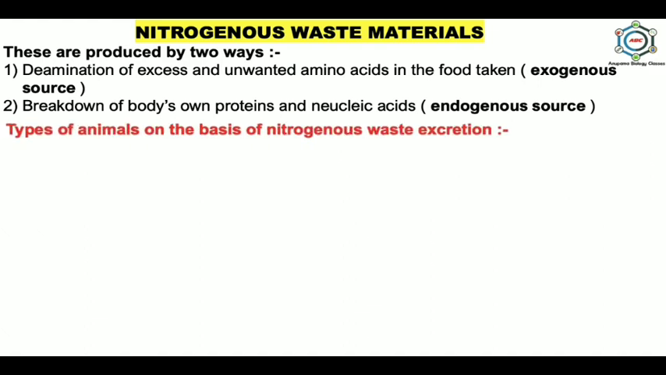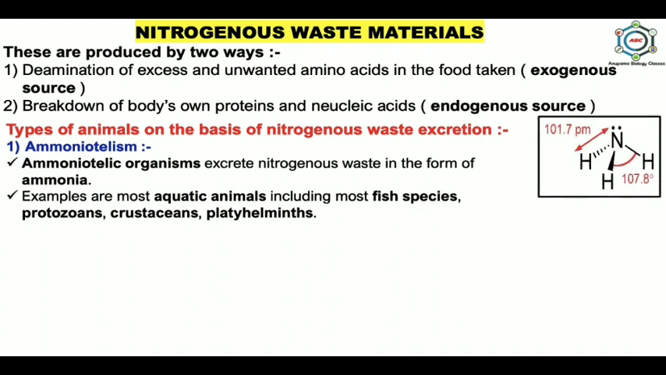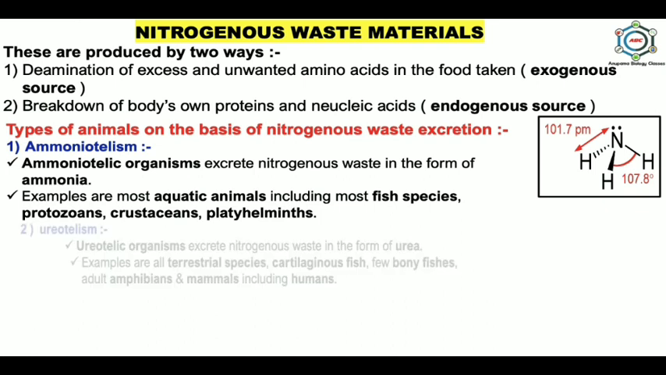Now, on the basis of animal types, nitrogenous waste excretion is of three types. First one is ammonotelism. Ammonotelic organisms excrete nitrogenous waste in the form of ammonia, and the examples are most aquatic animals like fishes, protozoans, crustaceans, and platyhelminths.